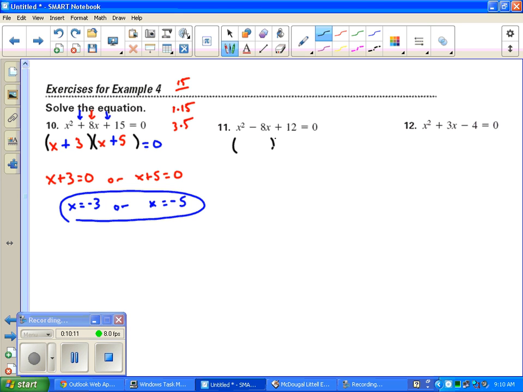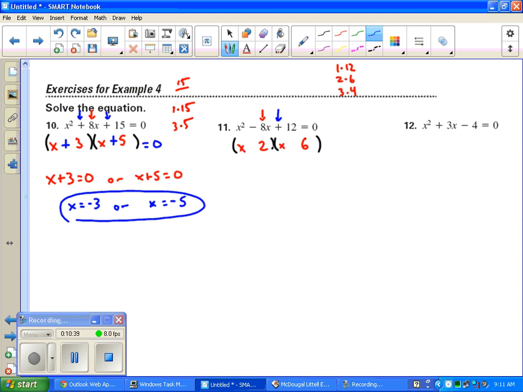Do the same thing with number 11. Open up yourself a couple sets of parentheses. X times X. You know the factors of 12. 1 times 12, 2 times 6, 3 times 4. You have to choose from those pairs to see what gets you to the number 8. 1 and 12 is either going to give you 13 or 11. 2 and 6 is either going to give you 8 or 4. And 3 and 4 is either going to give you 7 or 1. So the only one that works is 2 and 6.